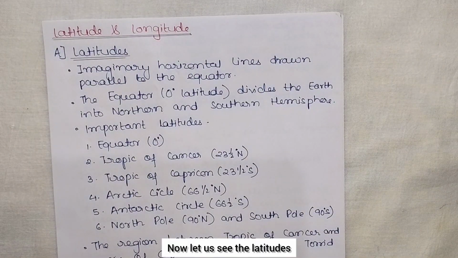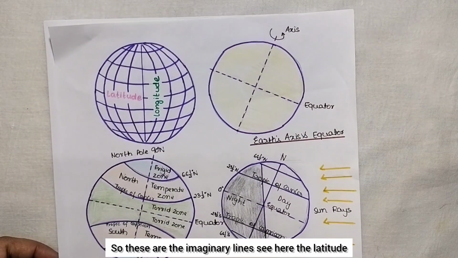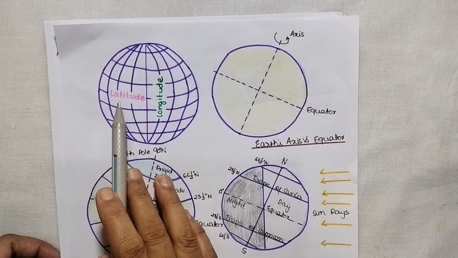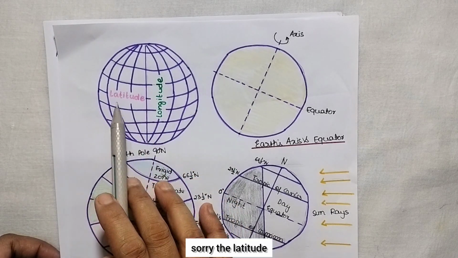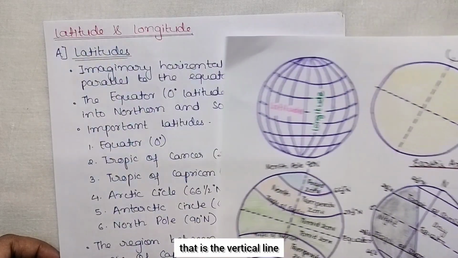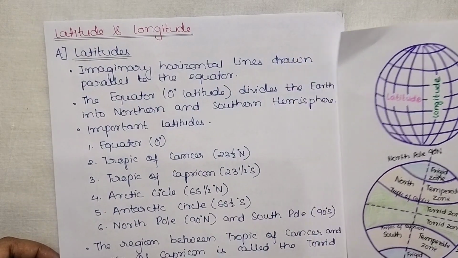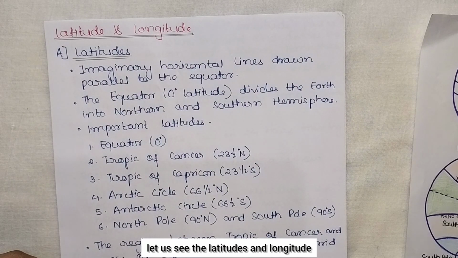Now let us see the latitudes and the longitudes. So these are the imaginary lines. See here, the latitude, that is the horizontal line, and the longitude, that is the vertical line. So let us see the latitudes and longitudes.